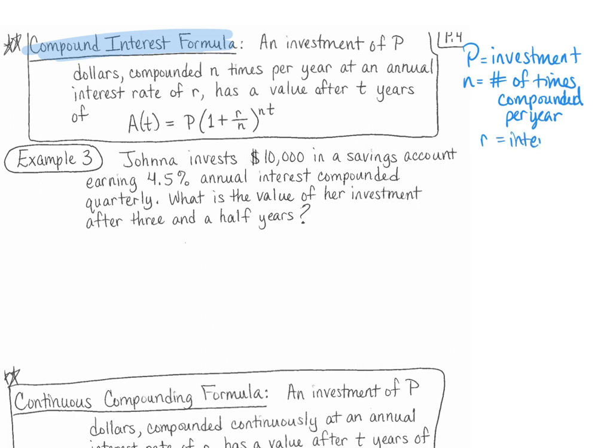Interest rate. So whenever we're talking about an interest rate, if it's given in terms of a percentage, we have to do what? We have to change it to a decimal, right? So make sure you're able to do that. Percentage means you take your decimal place and move it to what side? Twice to the left. Good. 2 times to the left. So, what's T? Years. Yep. Has a value after T years. Time in years.